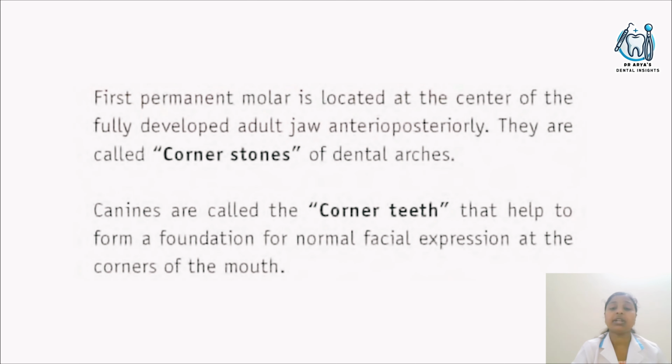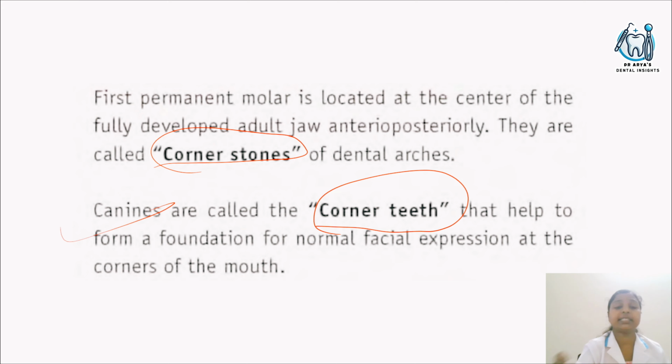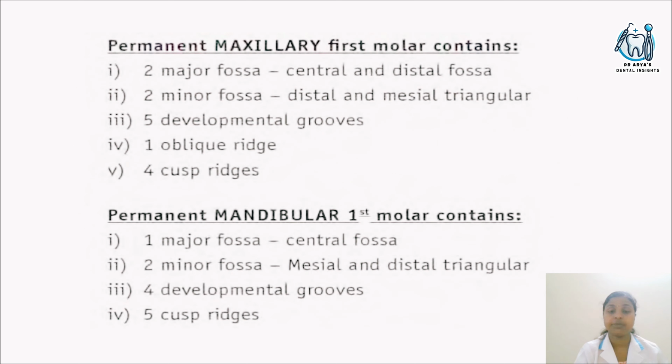First permanent molar is located in the center of the fully developed adult jaw anteroposteriorly, and they are called cornerstones of dental arches. And what are corner teeth? Corner teeth are nothing but canines, which help to form a foundation for normal facial expression at the corners of the mouth.